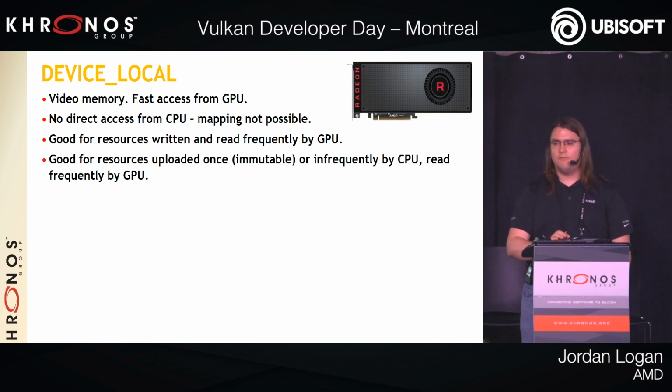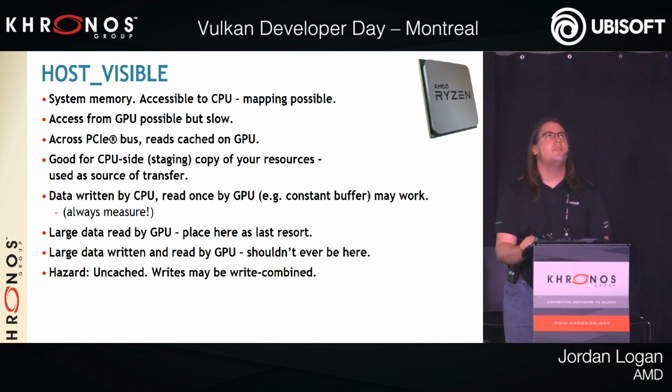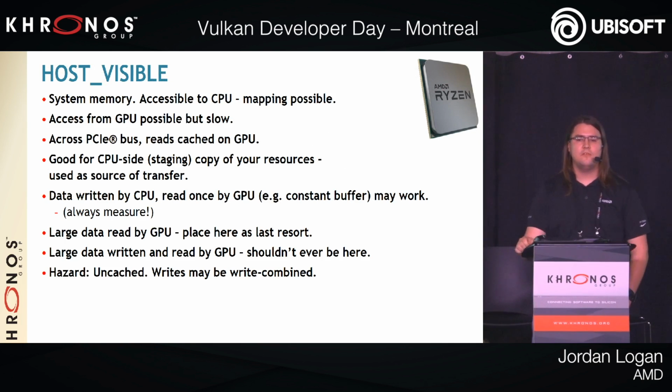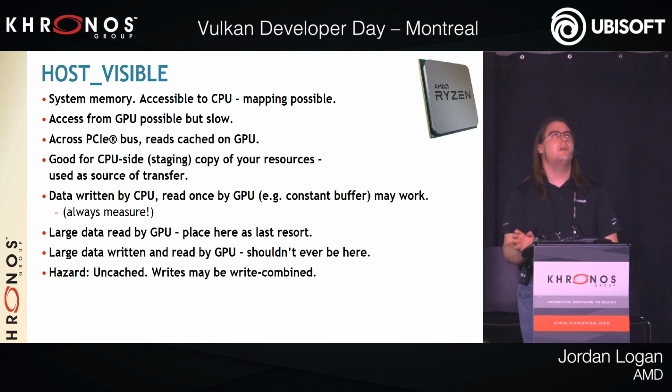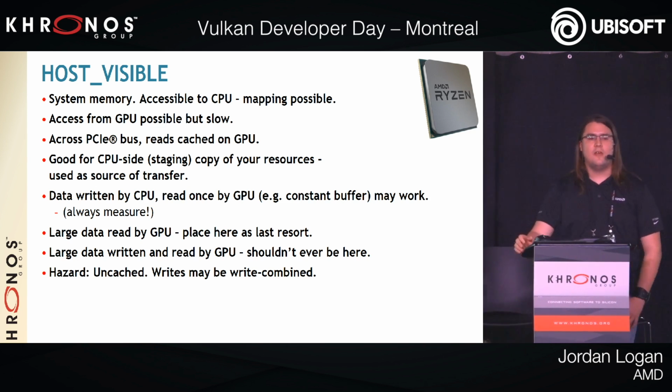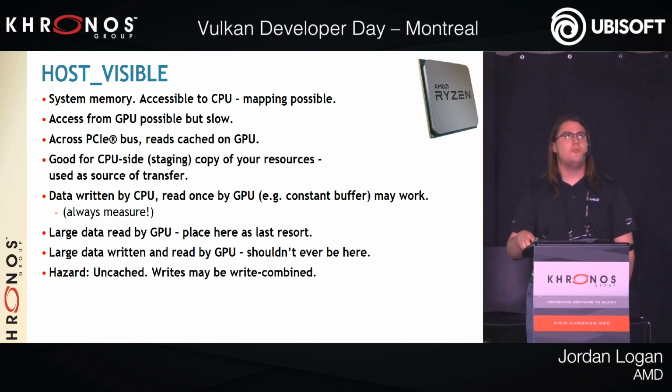Transfers like your textures and vertex and index buffers. The next type of memory we have is the host visible. This is typically your DRAM if you're working on a desktop, and you can map this so you can write directly to it from the CPU. If you're working on a dedicated desktop GPU, these reads will be across the PCI Express, so there's some added latency to that.